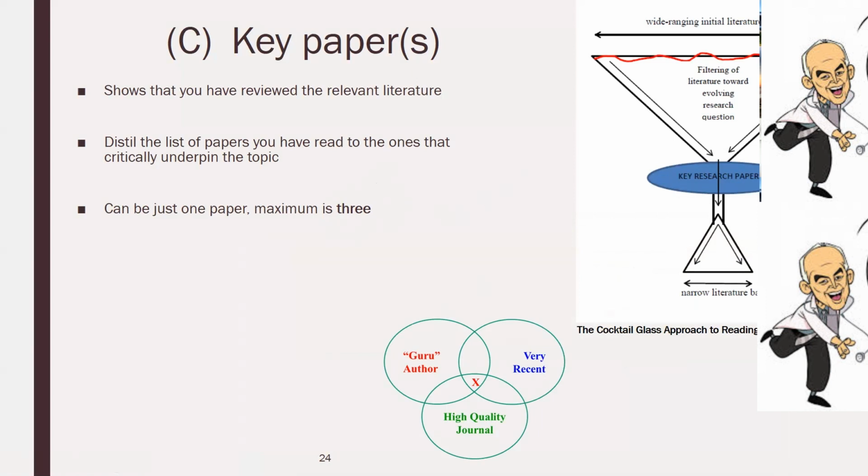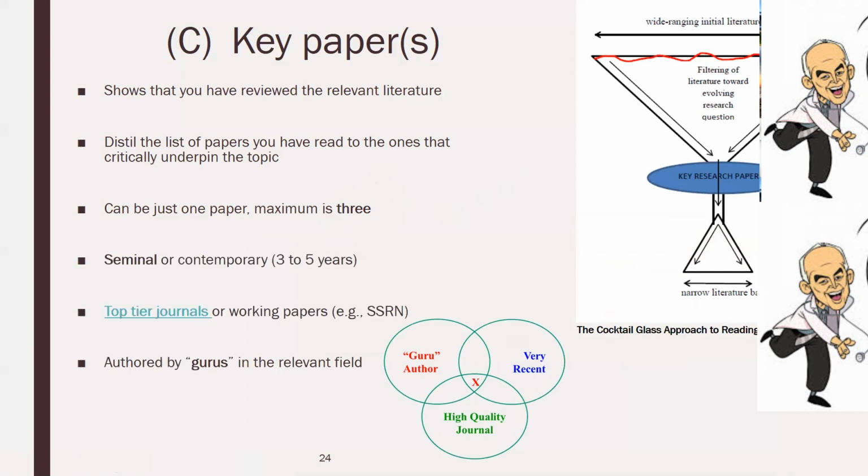Now if I ask you a question: how can we identify that a paper is from a high quality journal? Anyone know? You know the broad literature, you have picked the key papers related to your research question, and now for those 3 key papers, how can you ensure that they are from a high quality journal? This is the question that I'm asking.